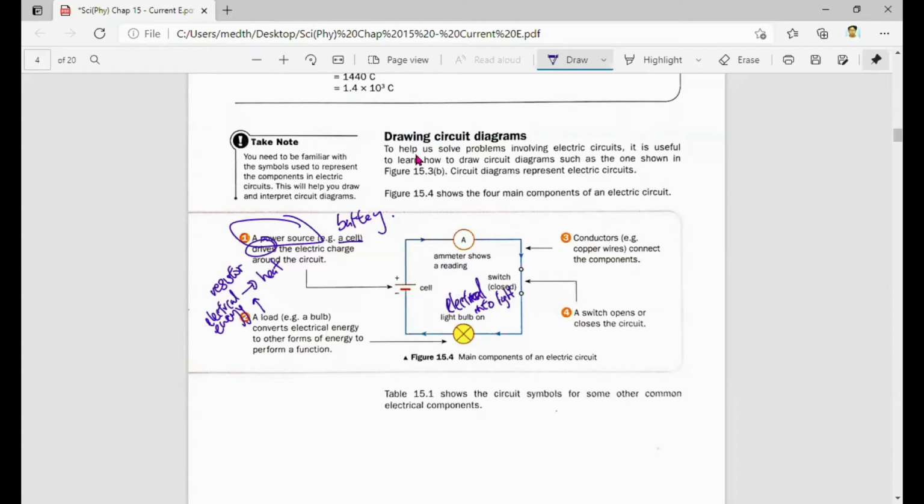Next, you not only have your power source and your load, you also need a conductor to connect the whole circuit. Generally, when we talk about conductors, we're talking about the wires. And last, typically in all your circuits, you should have a switch to control whether the circuit is open or closed. Take note, the words are open and closed, not switch on, switch off. It is to open the circuit or to close the circuit.